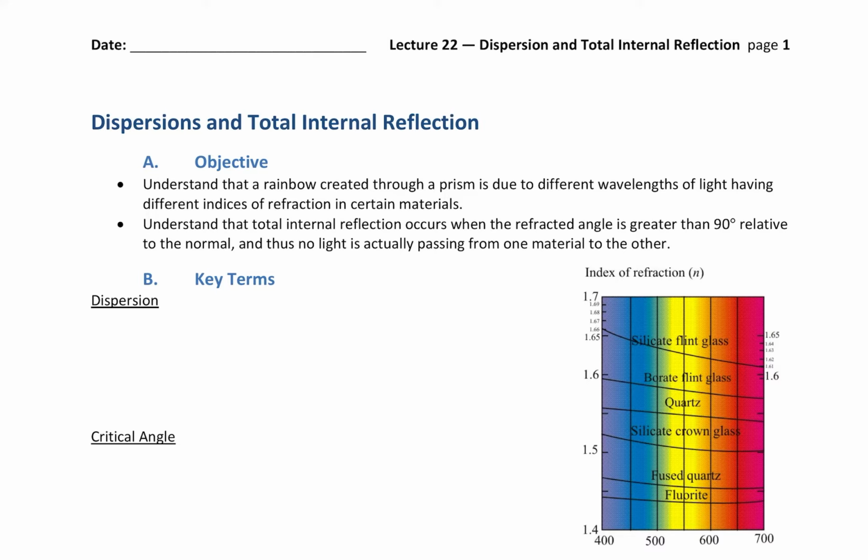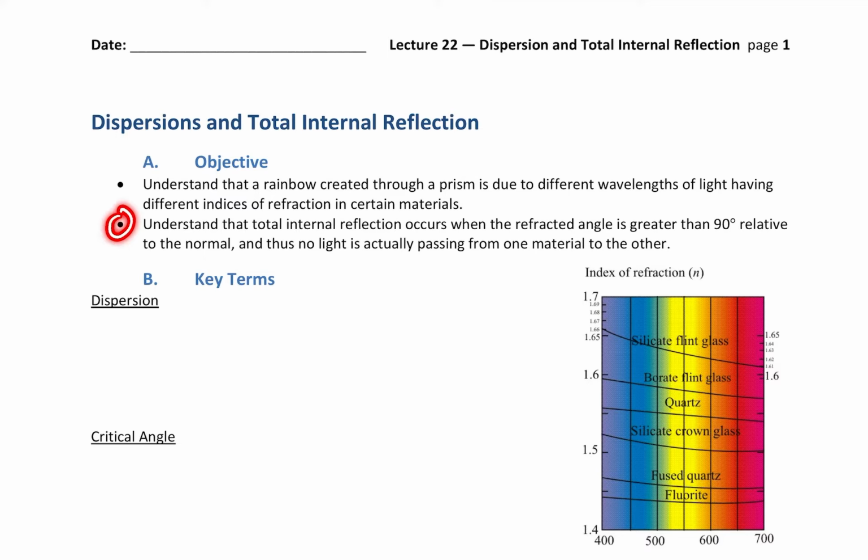One is to understand that a rainbow created through a prism is due to different wavelengths of light having different indices of refraction in certain materials, okay? And perhaps you've seen that or you've seen an illustration of that idea. You shine white sunlight into a prism, and then out of the prism comes a spread out rainbow. That is dispersion in action, okay?